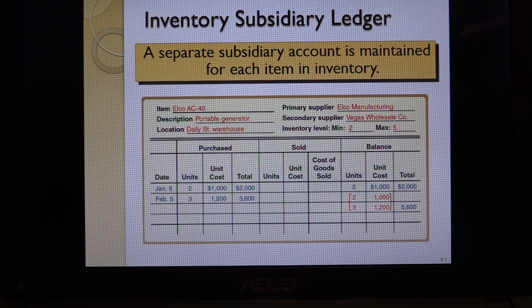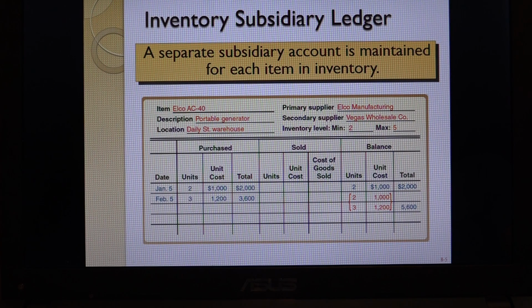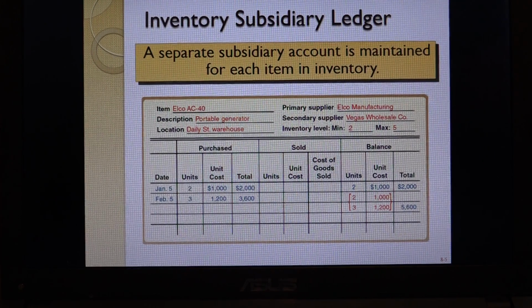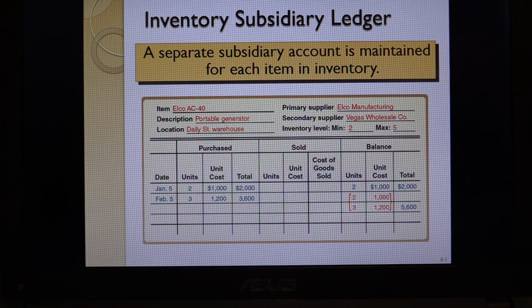Because if we use the first, let's say we sold 3 of them. If we use the first 2 plus 1, we've sold those items for $2,000 plus another $1,200, right? $3,200. But if we use the last 3 as the cost of goods sold, our cost of goods sold would be $3,600. So it definitely makes a difference which items we account for.